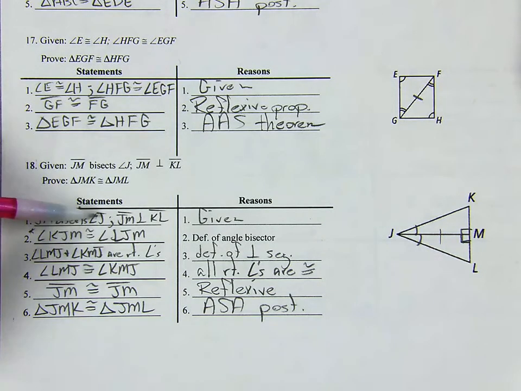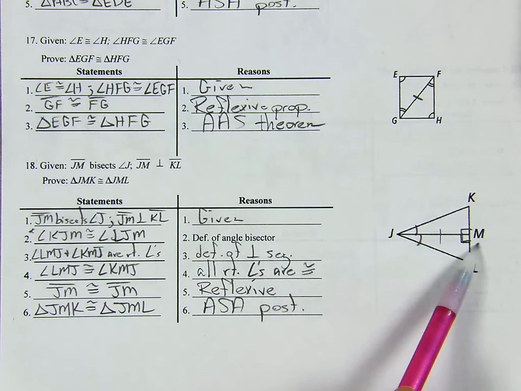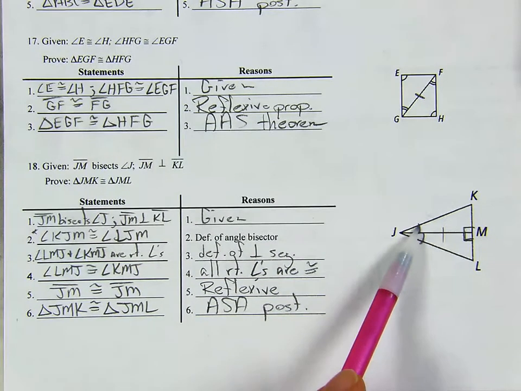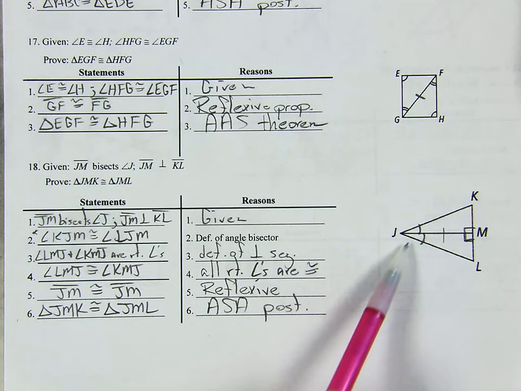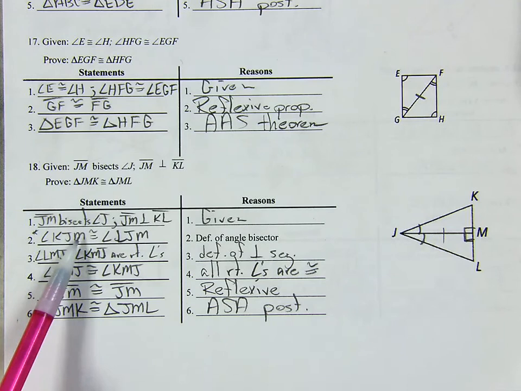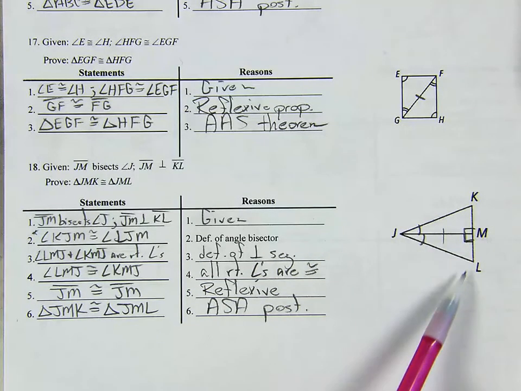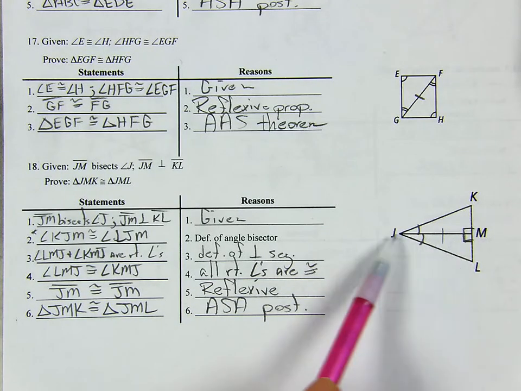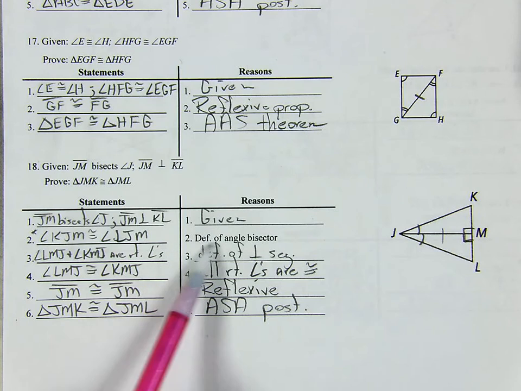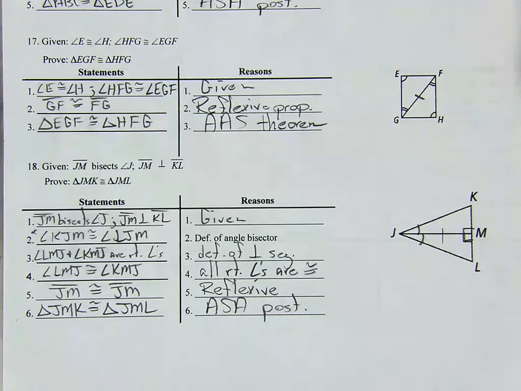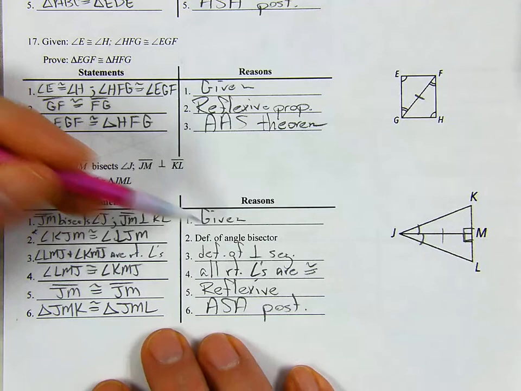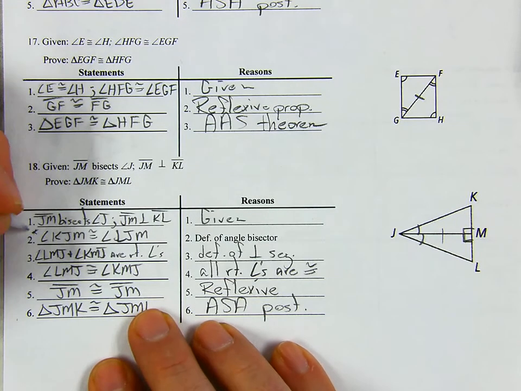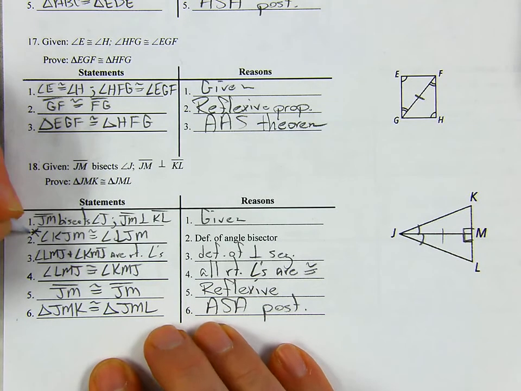JM bisects angle J. Well, here's JM. It's bisecting the angle J, so these two angles will be congruent. So I named those KJM congruent to LJM. Okay. By definition of angle bisector, they did give me the reason. So we knew it had to be congruent angles because definition of angle bisector splits an angle into 2 congruent angles. So there's one piece of congruent information.